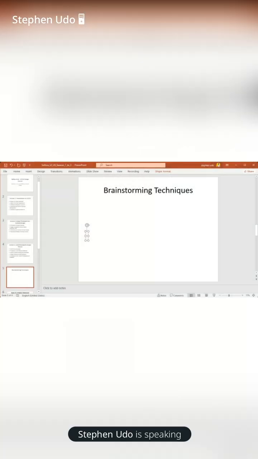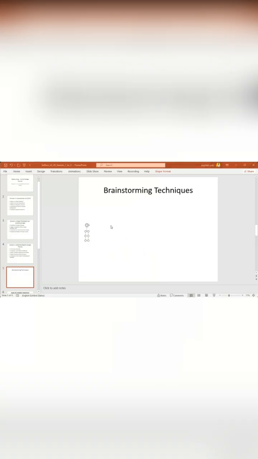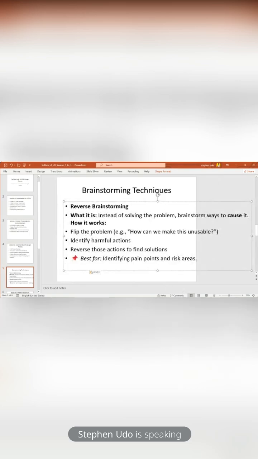So the next one we have is reverse brainstorming. What is reverse brainstorming about? Instead of solving the problem, you brainstorm ways to cause the problem. Did you see that? That's why it's called reverse brainstorming. Like you are doing things in the opposite way. Instead of solving the problem, you now brainstorm ways to cause that problem.